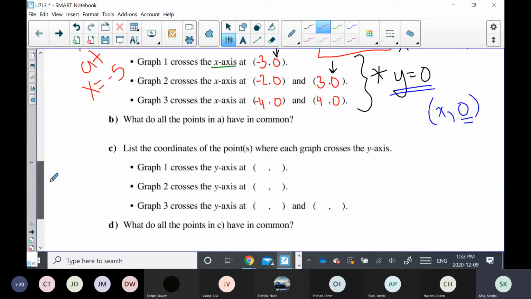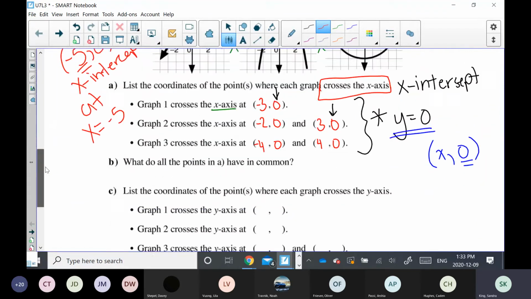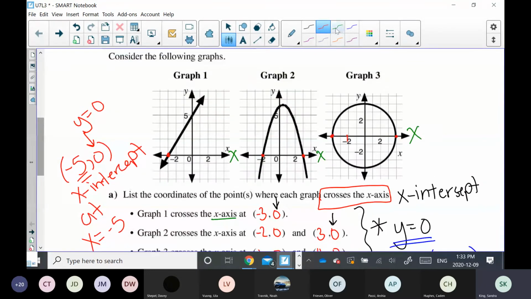Okay, C says list the coordinates of the points where each graph crosses the y-axis. So I'll do this in a different color. I'll do it in blue. So in graph 1, I want you guys to figure out what that ordered pair is, because that's the y-axis, this is the y-axis, and this is the y-axis.